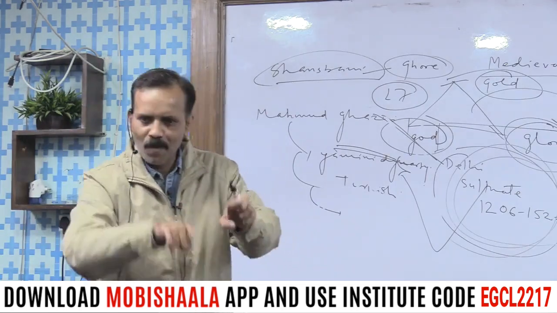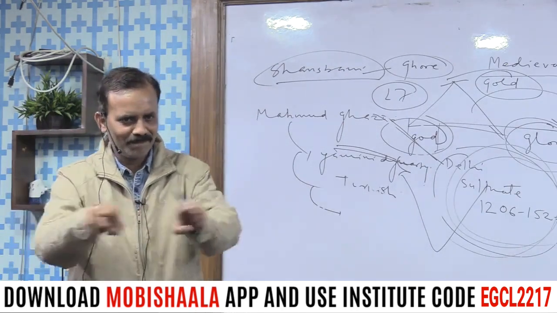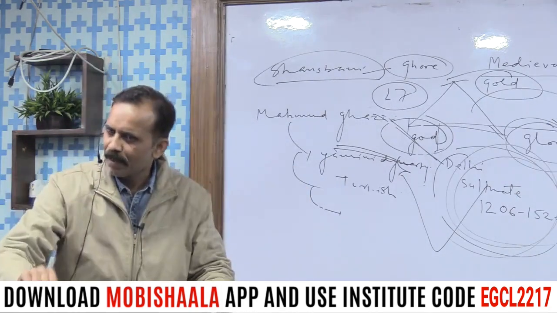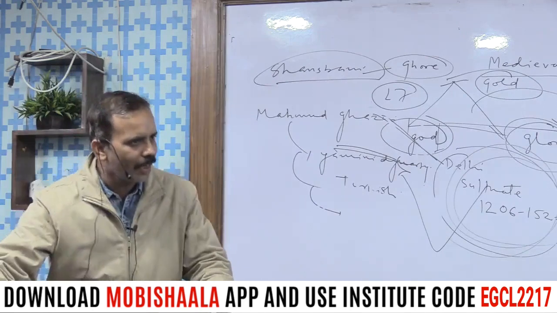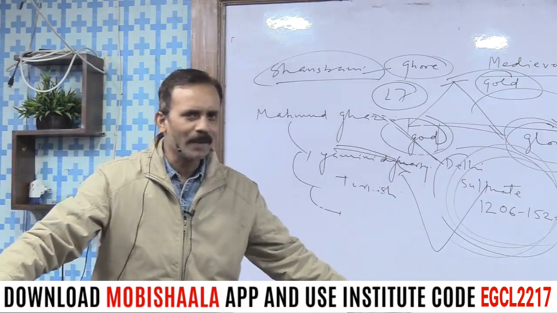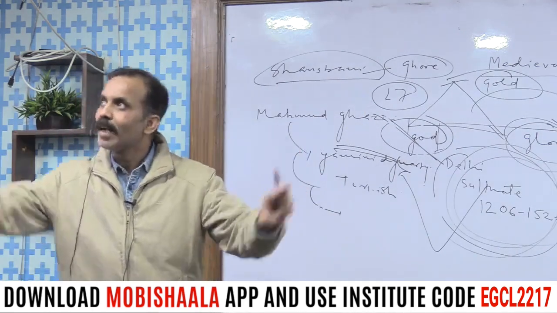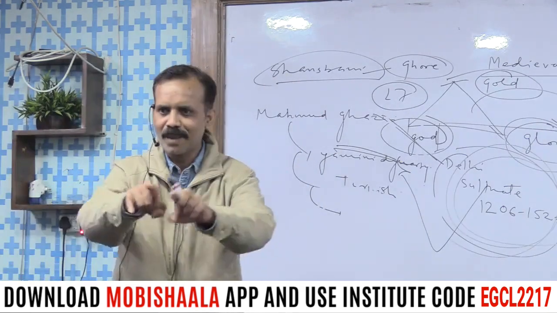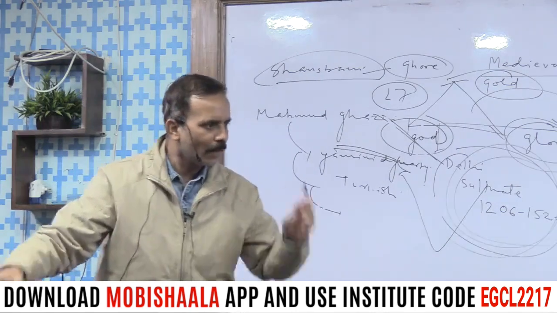Correct? Khanwa and Tarain both are the same. Khanwa between Babur and Rana Sanga, Tarain between Chauhan and Ghori. The result was the same: creation of the Delhi Sultanate and creation of the Mughal Empire. Both are the same. Okay, right?